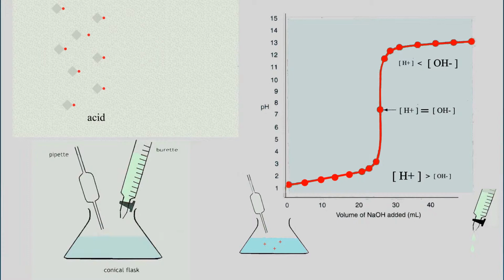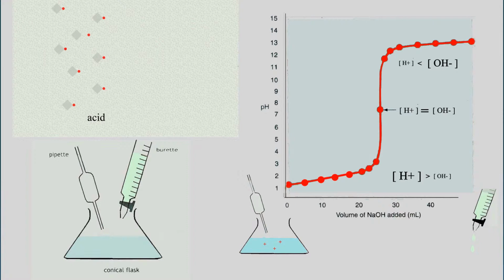What is the x-axis? The x-axis is the volume of NaOH added. In fact, this is the burette, the burette that you're dripping. You drip 5 ml, 10 ml, 15 ml, 20 ml, 25, 30 ml, and so on. That is how much you're dripping from the burette.